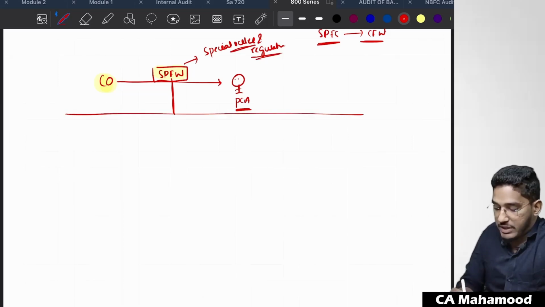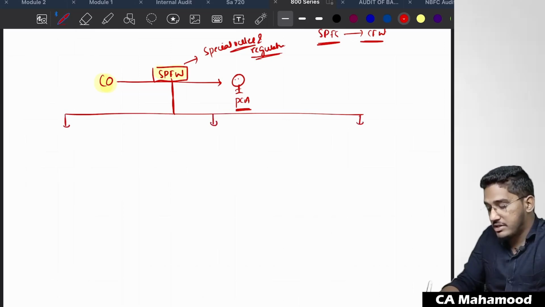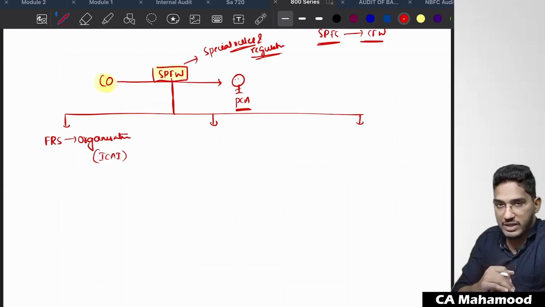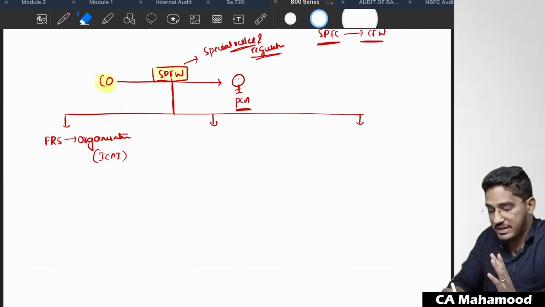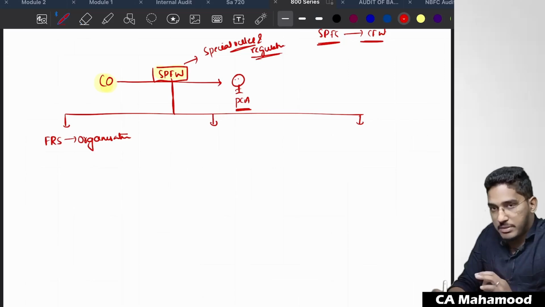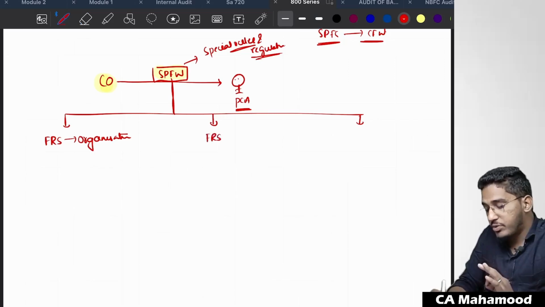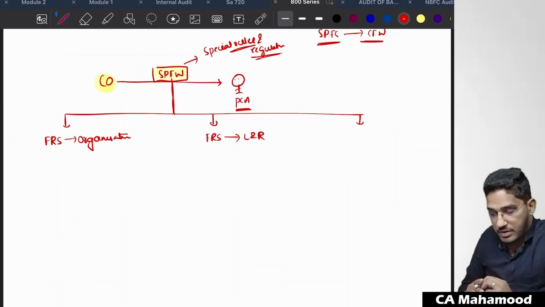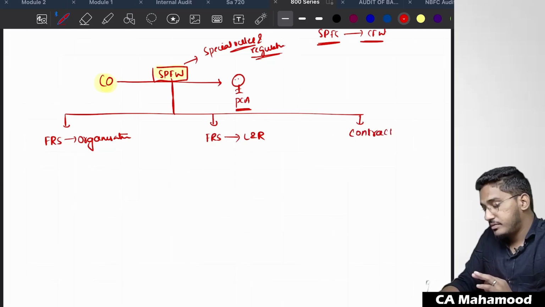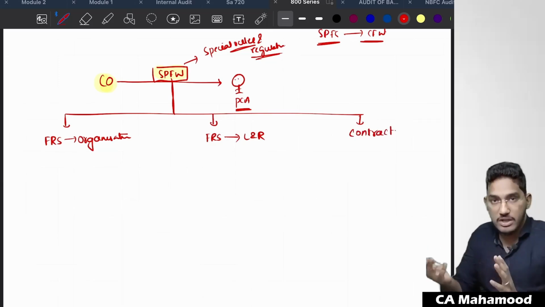So there could be three sources from where those special rules and regulations may come. They may come from financial reporting standards given by an organization like ICAI, not exactly ICAI, any organization might have given those requirements. Or that special purpose framework might have come from financial reporting standards given under some law or regulation. Or those special rules and regulations might have come from a contract.